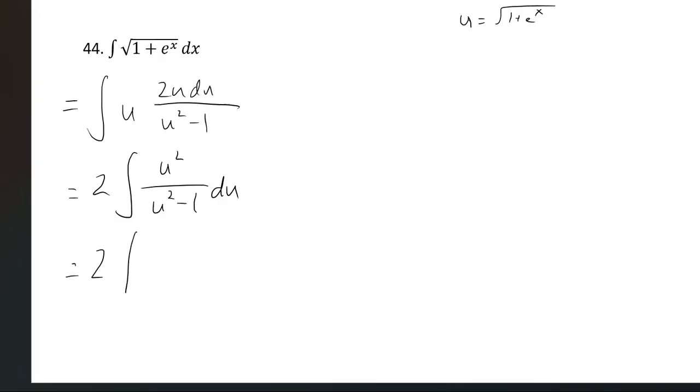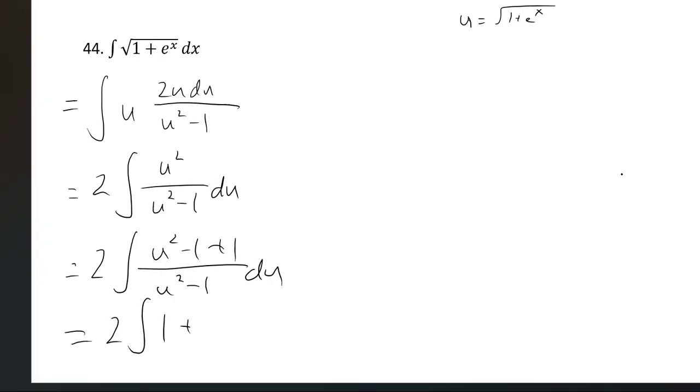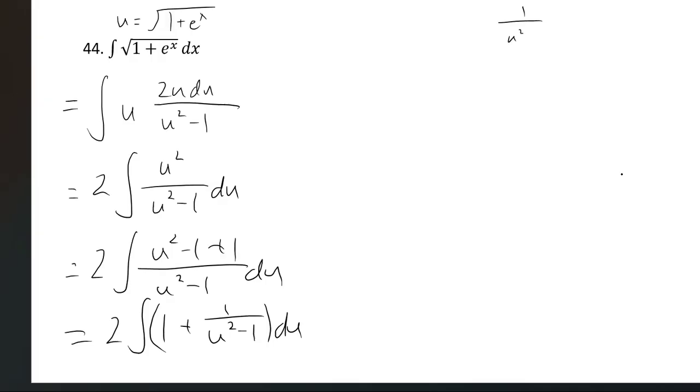We can do that half where we do this: u squared minus 1 plus 1. I'm not changing anything on the top. So this becomes 2 times the integral of 1 plus 1 over u squared minus 1. I keep erasing that, but I need it. Let me write it up here. u is the square root of 1 plus e to the x. Okay? So if I do partial fraction decomposition, it'll be A over u plus 1 plus B over u minus 1.